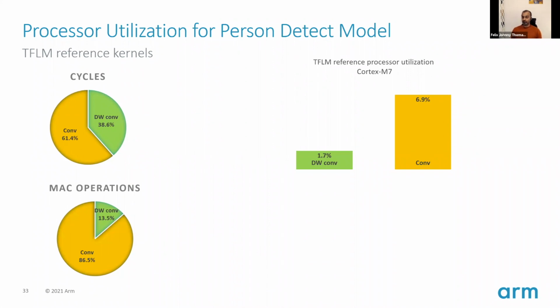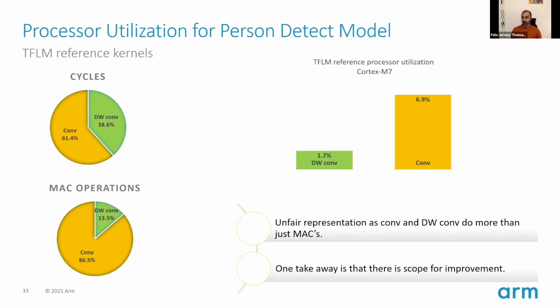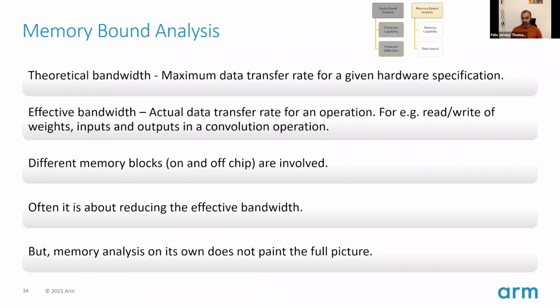Now, it's an alarmist slide, to be honest, as it is a very unfair representation, because convolution and depthwise convolution do more than just MACs. You have your quantization parameters like the filter offsets or the input offsets. And then you have the requantization operation, which is very cycle intensive. But irrespective of all that, the takeaway here is that there is scope for improvement. And that is what we focus on. So that was the cycle bound analysis.